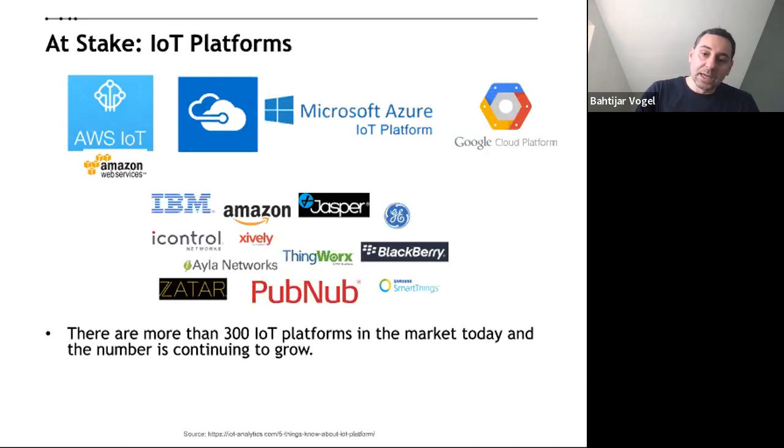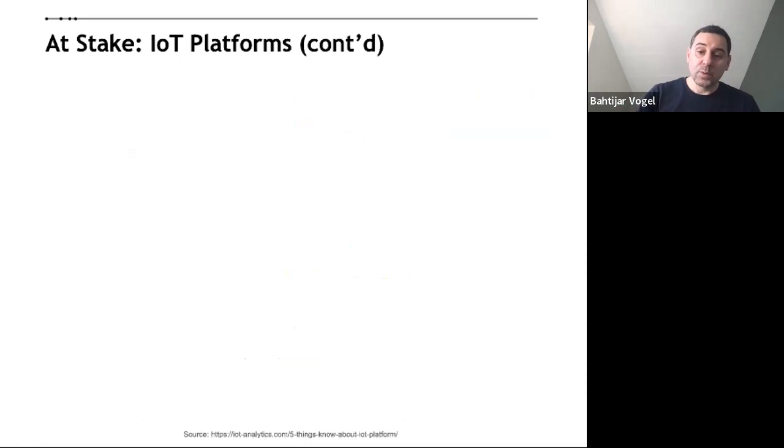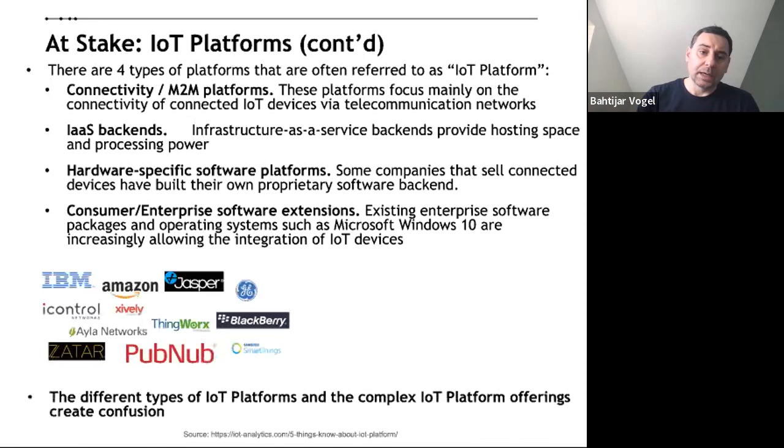But if we look at it a bit more deeply, we could see that not every IoT platform is an IoT platform. And why is that? Because we can see there are different kinds of platforms, and often developers lack understanding about what kind of platform it is and what it is for. And we have connectivity platforms that are mainly M2M platforms, IaaS, backend platforms, hardware-specific software platforms, and consumer, enterprise or software kinds of platforms.